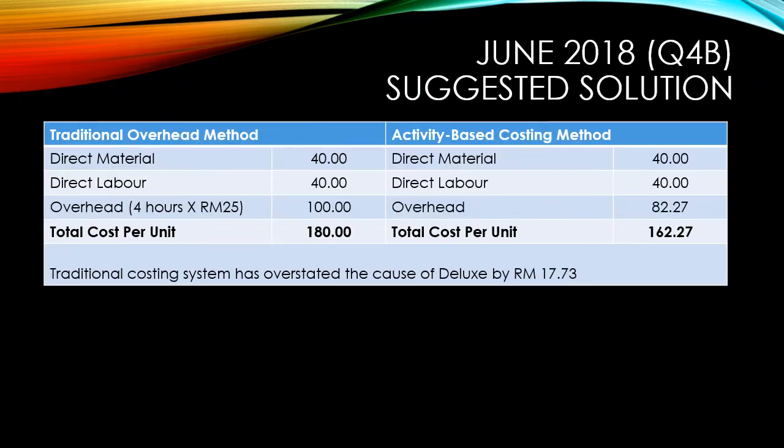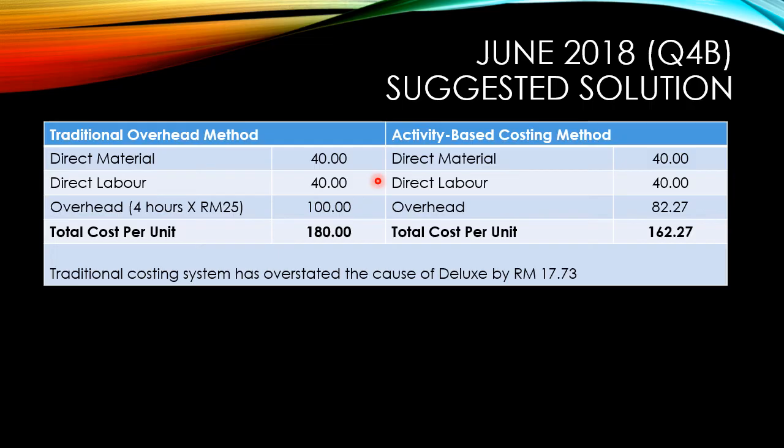Okay. So then you can compare between the two methods here, the traditional method and the activity-based method. So how do I get the 100 ringgit of overhead for the traditional method? Direct labor hour is 40 ringgit for one product, and the question stated that for 1 hour we pay our labor 10 ringgit. So it means that to produce one product of deluxe, the company has to use 4 hours of direct labor hour.